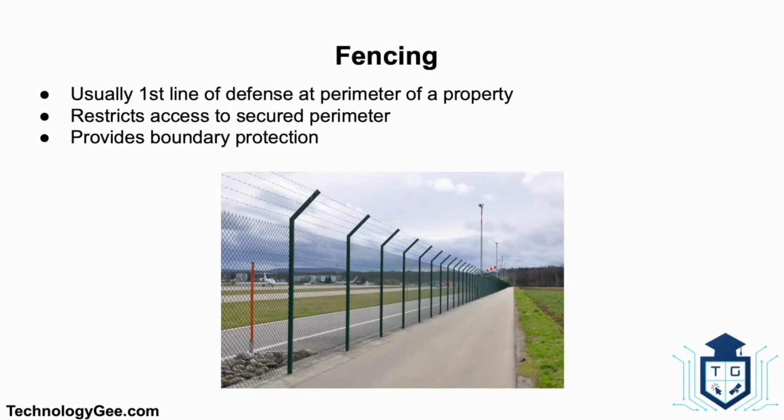Then we have fencing. So physical access controls consist of the systems and techniques used to restrict access to a security perimeter and provide boundary protection. One of the major defenses include fencing and fence monitoring systems. Fencing is usually the first line of defense at the perimeter of a property. Therefore, deploying the right fence for the right level of protection is considered to be very important.